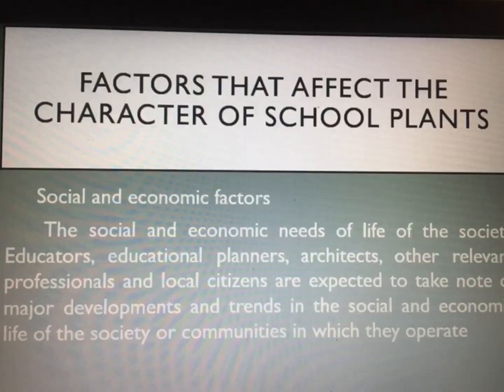So what are the factors that affect the character of school plant? First, we have the social and economic factors. Now, in this factor, the social and economic needs of life of the society, these are the educators, the educational planners, the architects, then other relevant professionals and local citizens that are expected to take note of major developments and trends in the social and economic life of the society or communities in which they operate. So it will really depend on the social and economic status of a particular place.